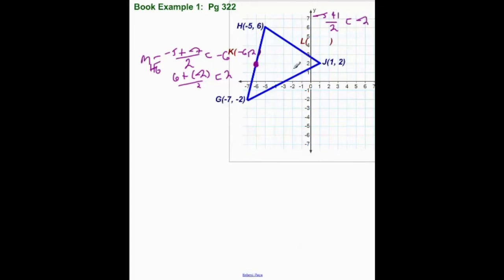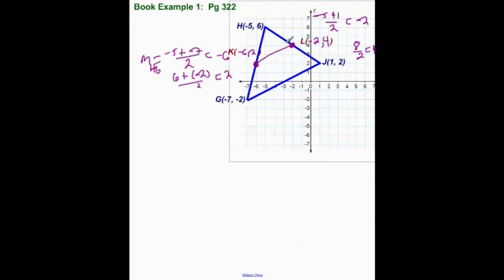So our midpoint is going to be somewhere right around this line right here. That makes sense. I'll write -2 right here. Let's find our y coordinate: 6 plus 2 is 8, so we have 8 over 2, which is equal to 4. So our point is -2, 4.